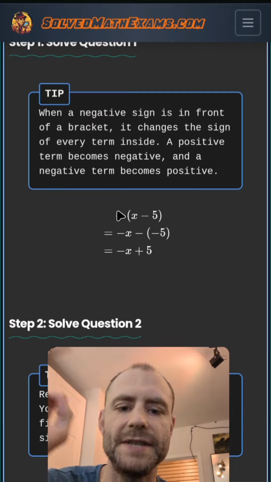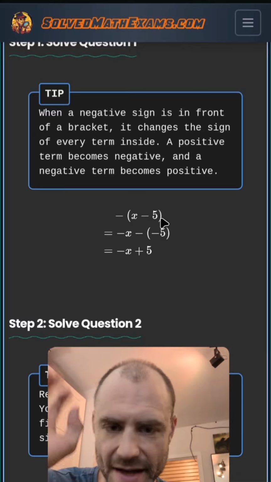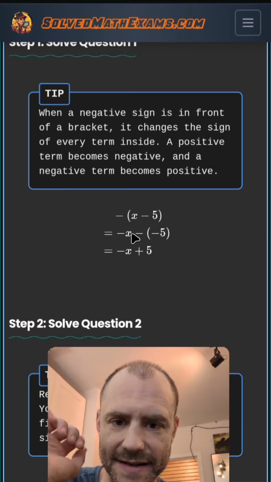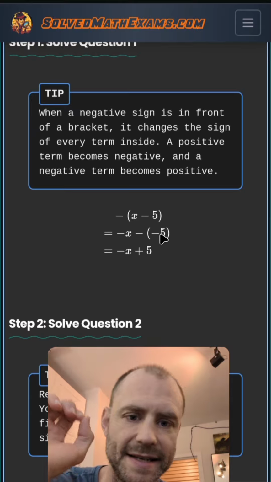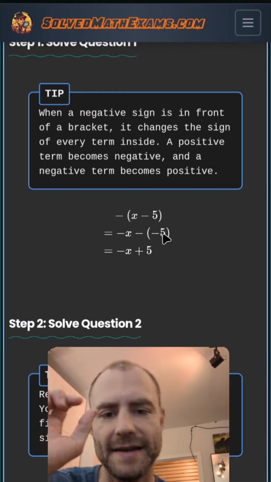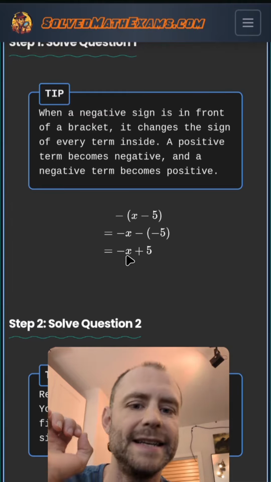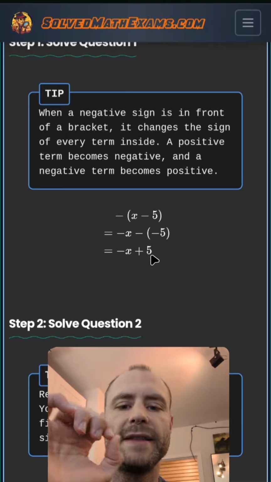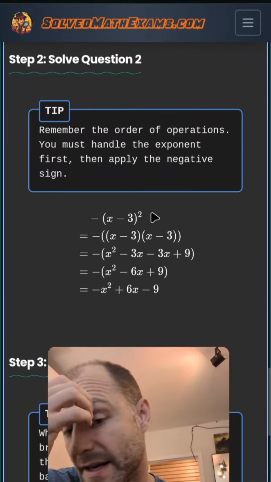Okay, so we've distributed this minus into the two terms thus far. Okay, so that job is done. Now we just have to simplify because it looks like a little bit of a mess. The minus x, there's nothing we can do, but the minus negative 5, those two minuses cancel each other out and become a positive. So that's why the final answer there is negative x plus 5. Usually we would write that as 5 minus x. Okay, there's a tip here which you can read later at your convenience.